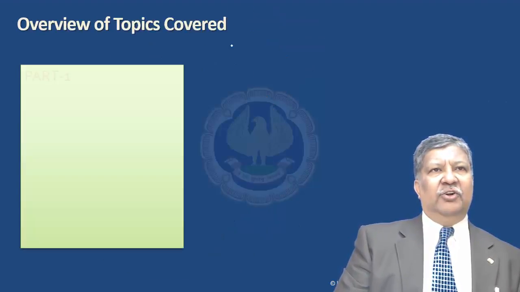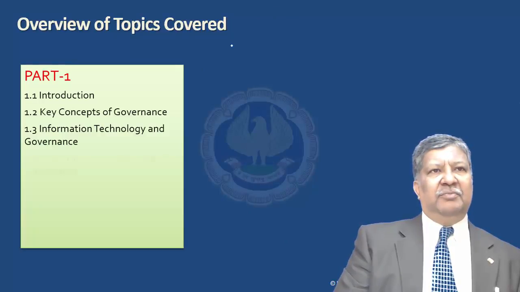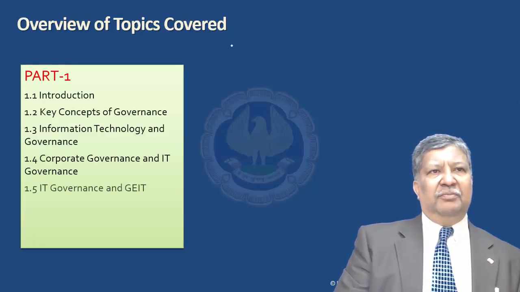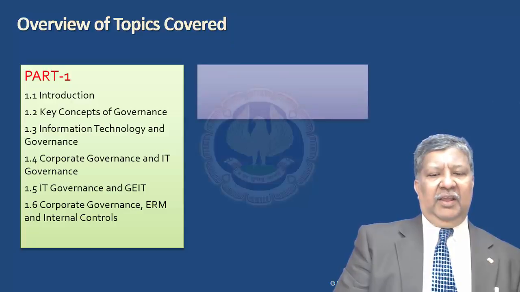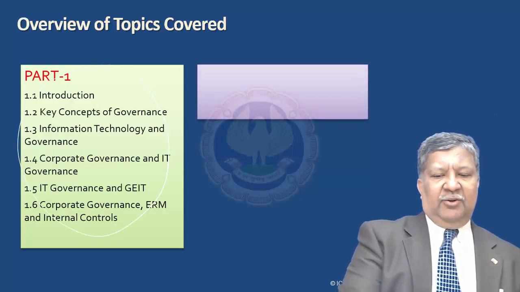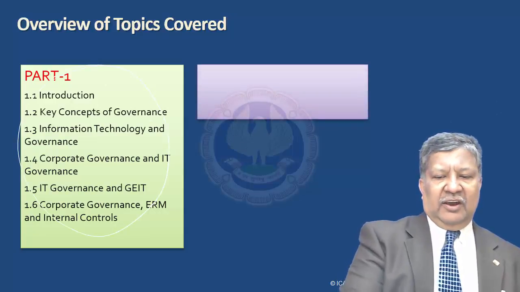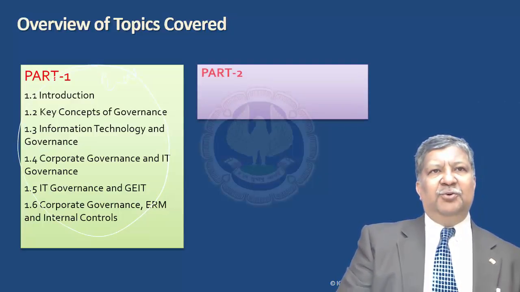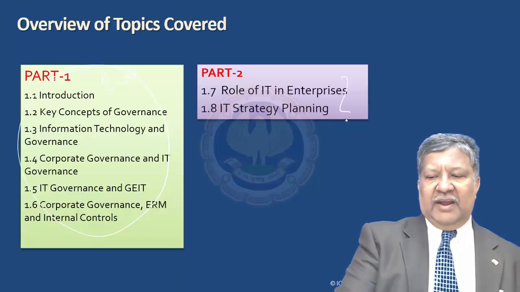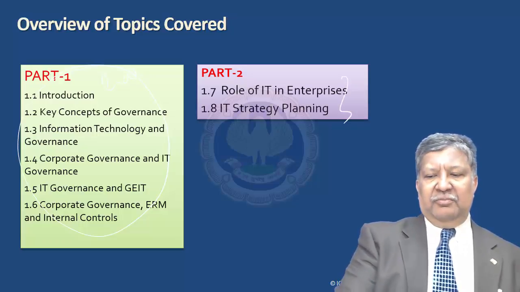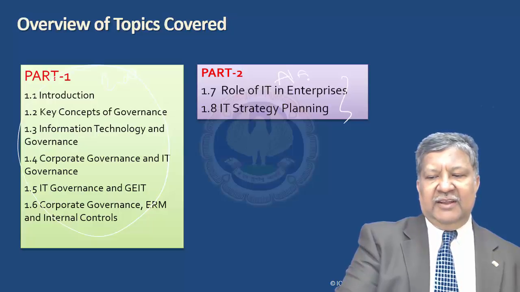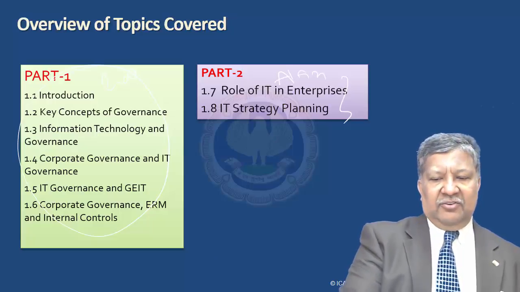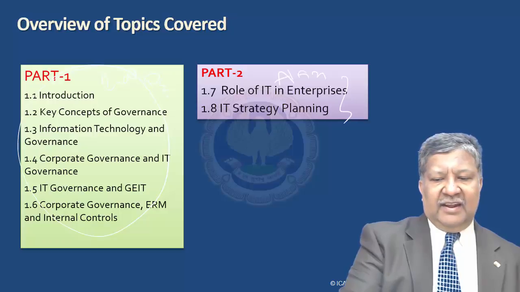Let's have a quick review of the topics we have covered. In part 1 of the presentation, these are the topics we have gone through. In all the areas pertaining to part 1, we are focusing on governance, the different concepts of governance, the different meanings of governance. In part 2, we looked at the role of IT in enterprises and also how IT strategic planning is done. If you remember the key word here, we are talking about alignment. And the key word in governance, we talked about direction and control.